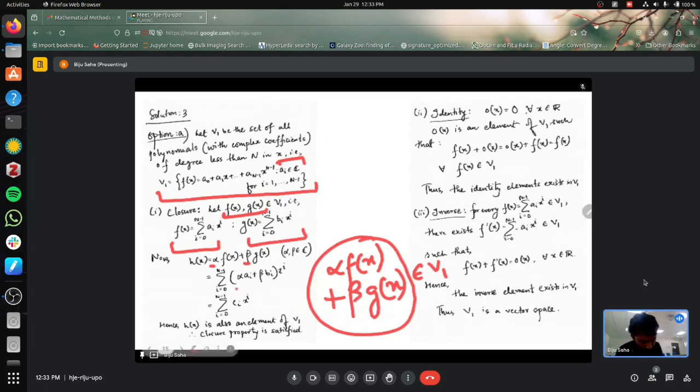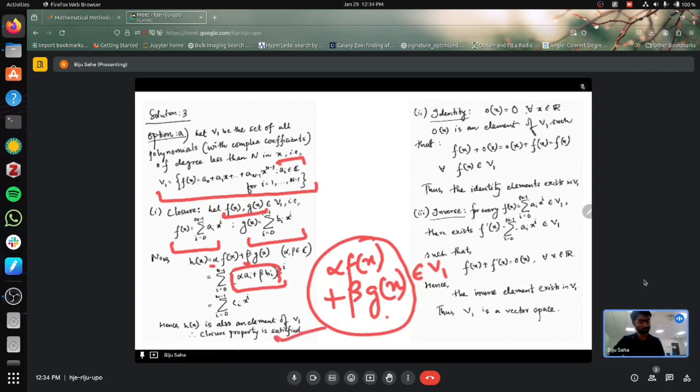So let us check that. In this case, this is how we write it. We have alpha times f(x) plus beta times g(x), and we put the expressions of f(x) and g(x) here. Since alpha, beta, a_i, b_i are individually complex, this particular coefficient turns out to be complex. So it can be written in the same form. That says h(x) is also an element of V1. So the closure property is satisfied.